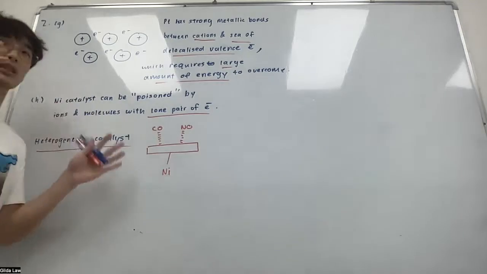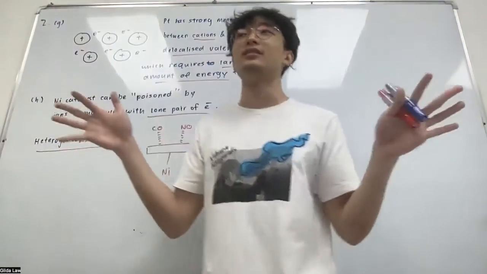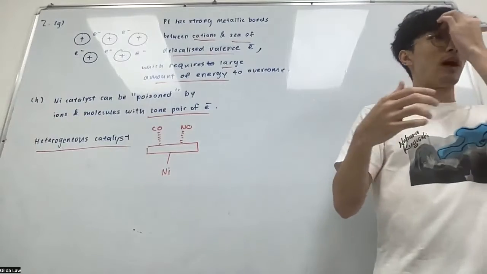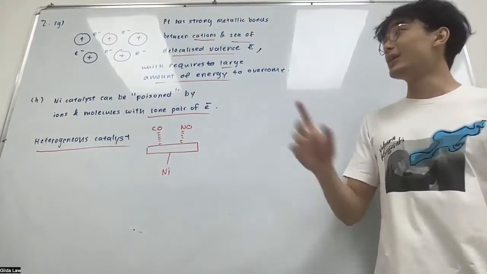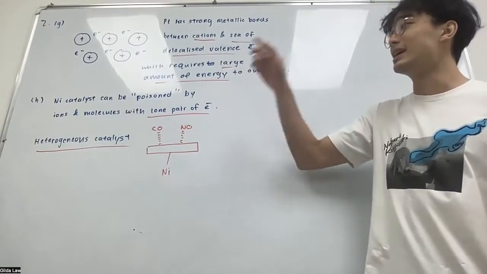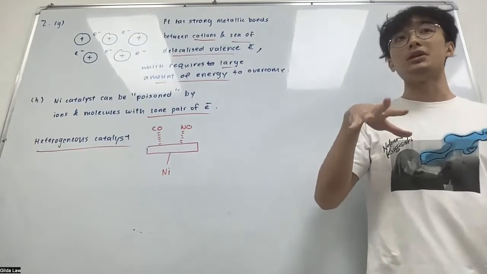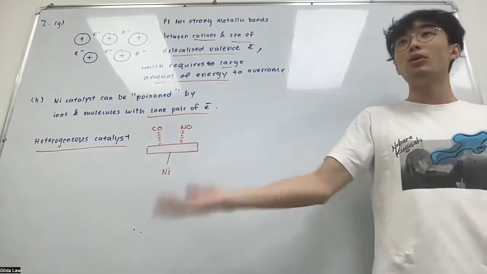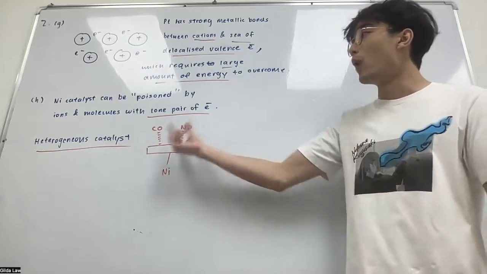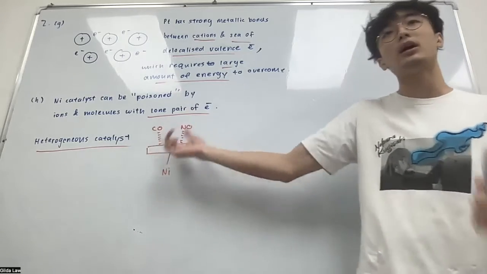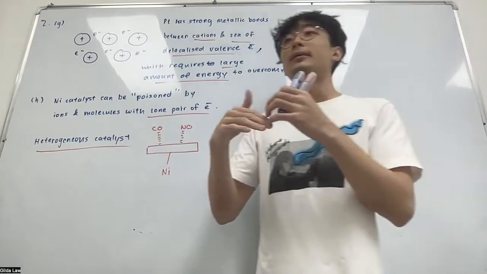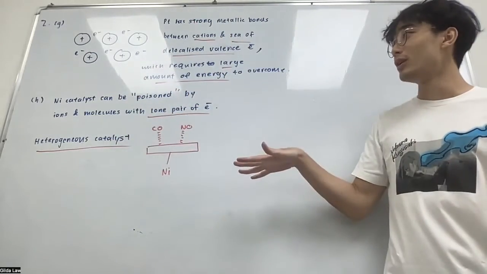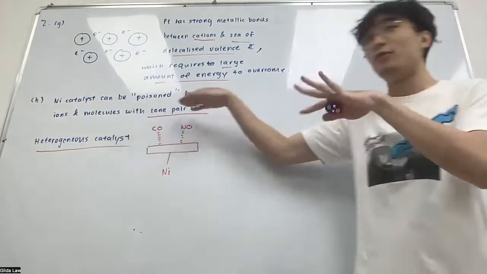Now, these active sites, are they infinite? No. Once an active site is occupied, you have fewer active sites. Agree? Now come back to the idea of poisoning. When this thing is poisoned, can it still act as a catalyst? Can it still attract and attach all these gases? No, cannot. That's why it's called poison. Why can't it adsorb anymore? Now it's being occupied by whoever has a lone pair of electrons.